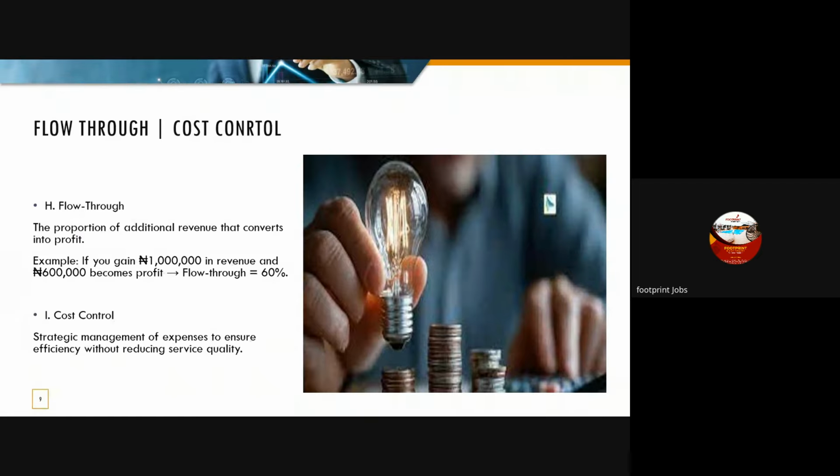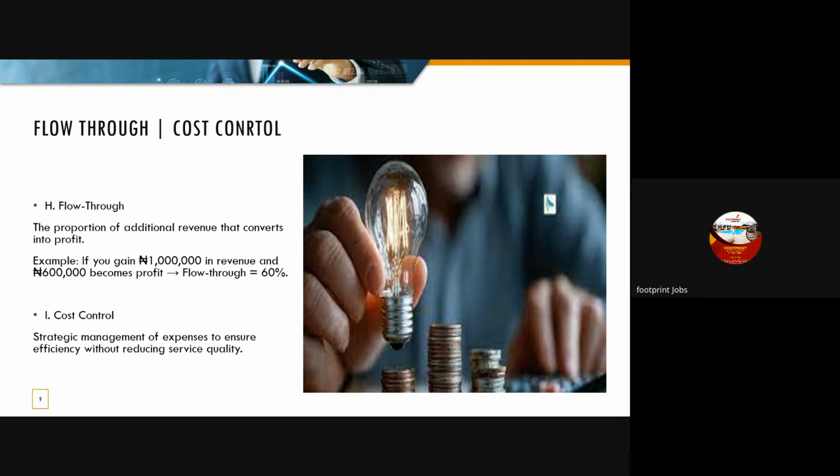So let's talk about flow through. Flow through here is simply the proportion of additional revenue that converts into profit. For example, let's say in the month of November, you had budgeted, you had estimated that the company was going to make 35 million.